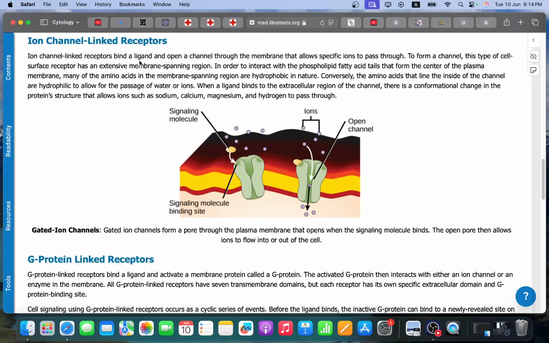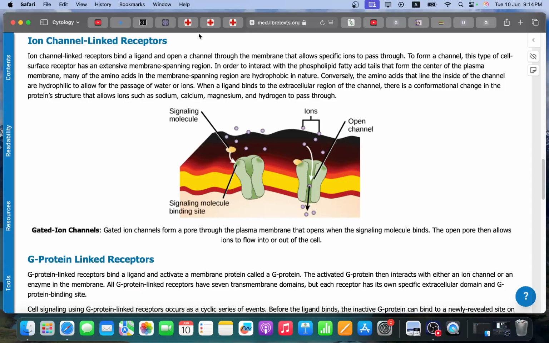They're having basically two separate definitions, right? One is where the protein is with respect to the layers of the membrane, like is it outside or inside, or throughout. And the other one is functional, like ion linked receptors. Ion channel linked receptors bind a ligand and open a channel through the membrane that allows specific ions to pass through to form a channel.